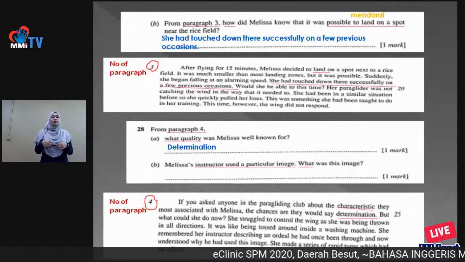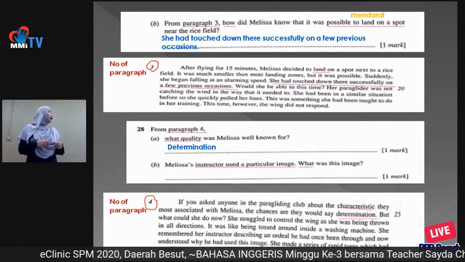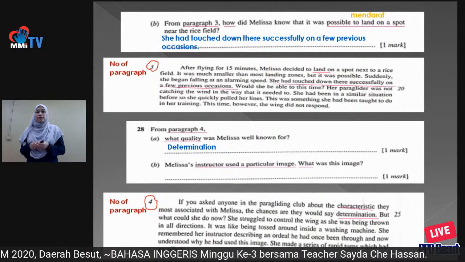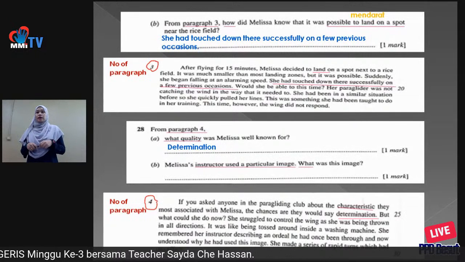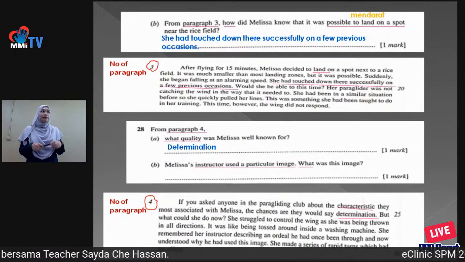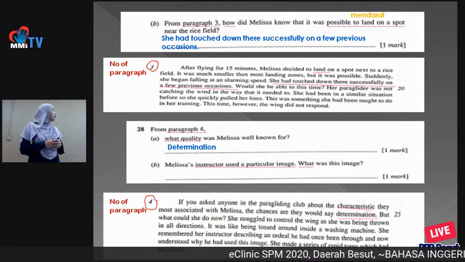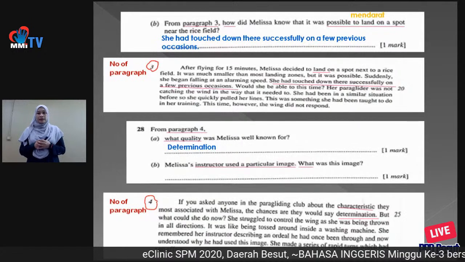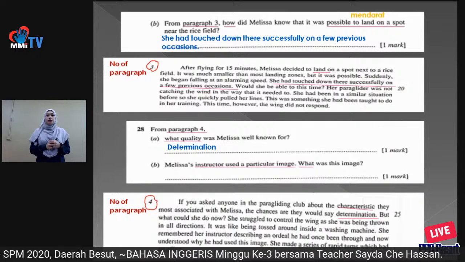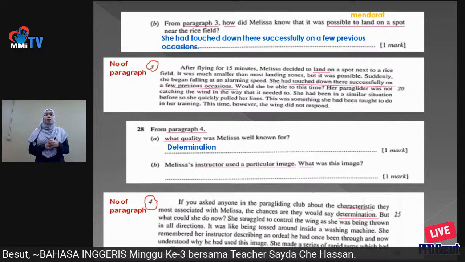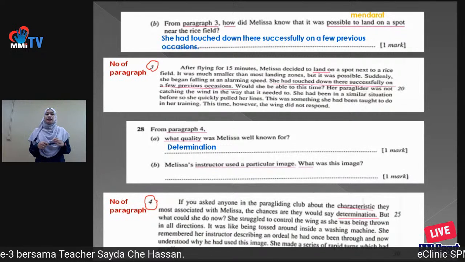Okay, 28B. Okay, this question 28B, ramai student did really get this answer correct because as I said, once the question goes down, okay, it will be a bit harder, a bit more difficult than the previous question. Okay, what is the image? Okay, let's read the text. Okay, but what could she do now? Okay, she struggled to control the wing as she was being thrown in all directions. It was like being tossed around inside a washing machine.